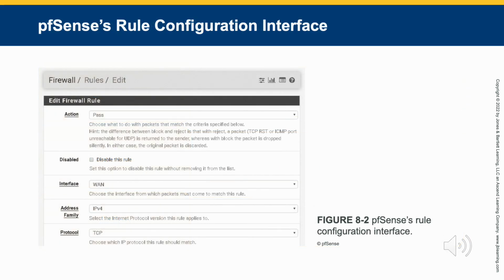This is an example of the pfSense rule configuration interface, where you identify an action, whether you want to disable or enable the rule, the interface you want this action to occur on, and the address family, IPv4 or IPv6, and the protocol. So this is where you would configure those parameters that you want to take an action on.